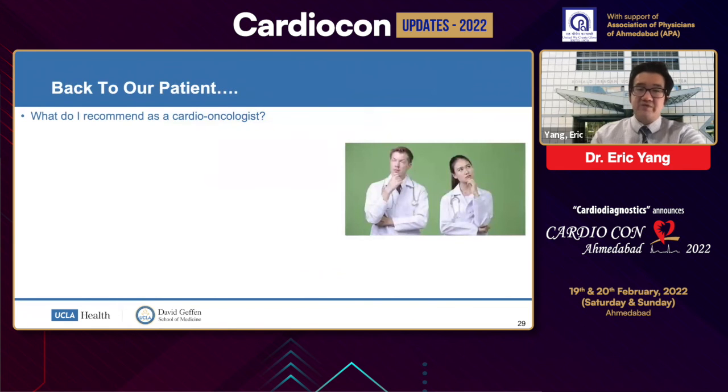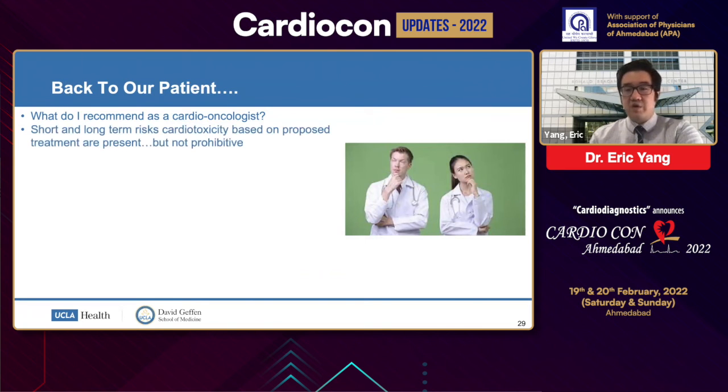But going back to our patient finally, the question then becomes, what do I recommend as a cardio-oncologist? Well, some of this is based on opinion and from what we know from the limited evidence. But again, going from a conservative, prohibitive mentality of saying, oh, you can't get these treatments because you have risk factors or you have cardiac disease, there are risks that exist. But in my opinion, and to many of our cardio-oncologists, such things are not necessarily prohibitive.